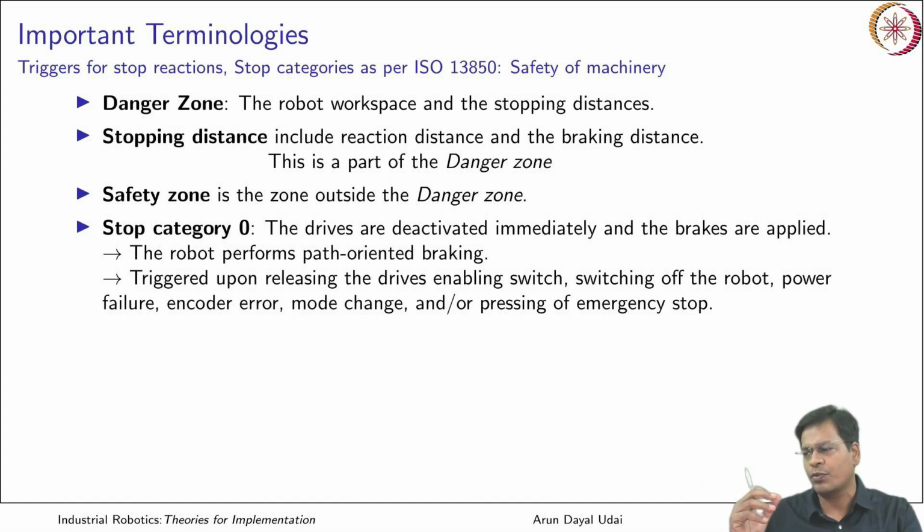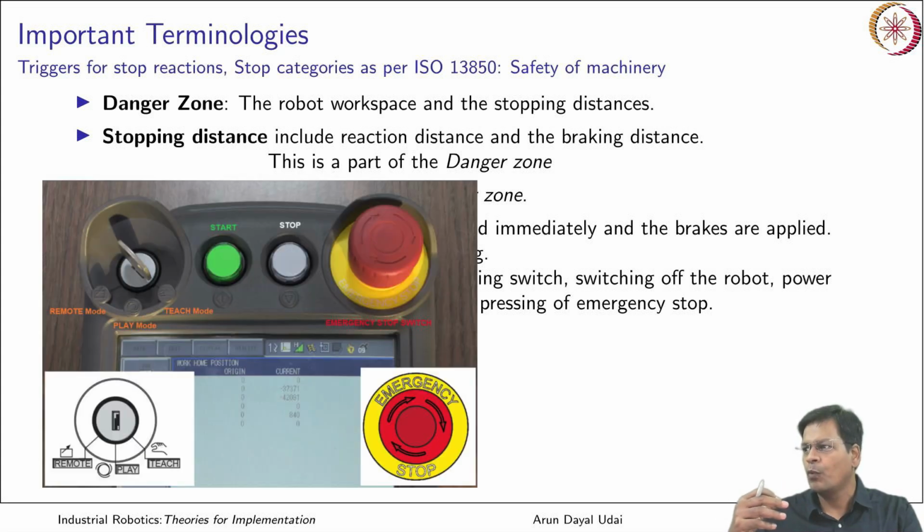Okay, in this case, if the robot continues to work, it is very much hazardous, right? Mode change: there is a mode change switch on top of your teach pendant. If you change that mode, stop category 0 is applied, and also when pressing the emergency stop switch. In this case also, stop 0 is applied.